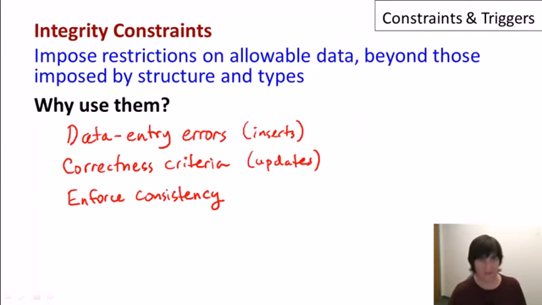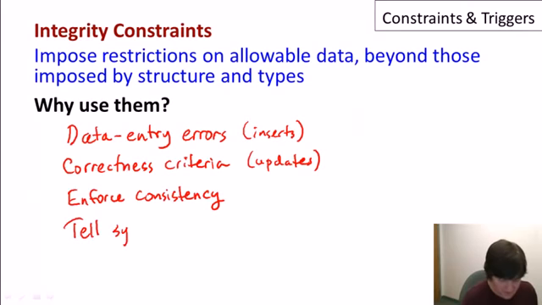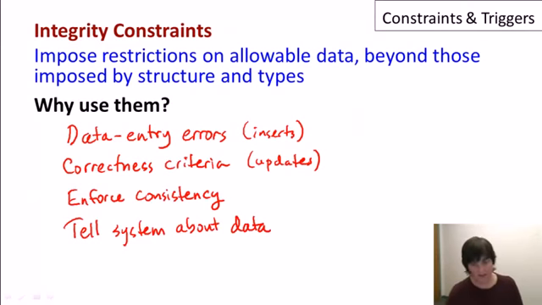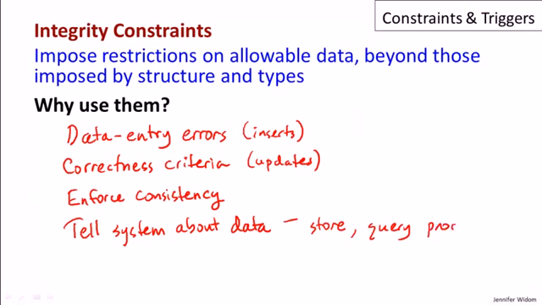When we have that situation, consistency, we could have constraints that specify the consistency requirements and are checked automatically. And finally, a very different use of constraints is to tell the system about the data. Specifically, we might have key constraints that say values are unique, or we might again have consistency constraints that the system can use both to store the data in a certain fashion that may be more efficient, and also for how it processes queries, query processing.